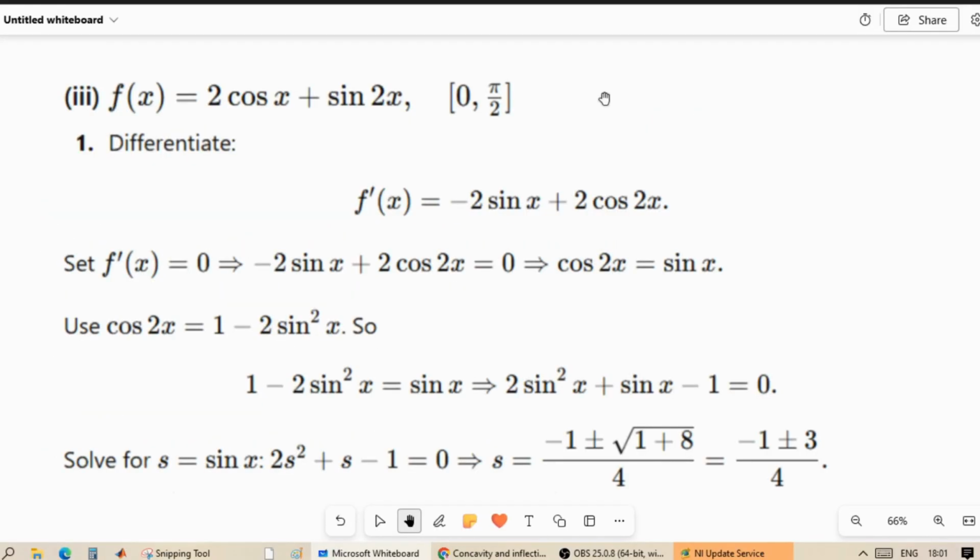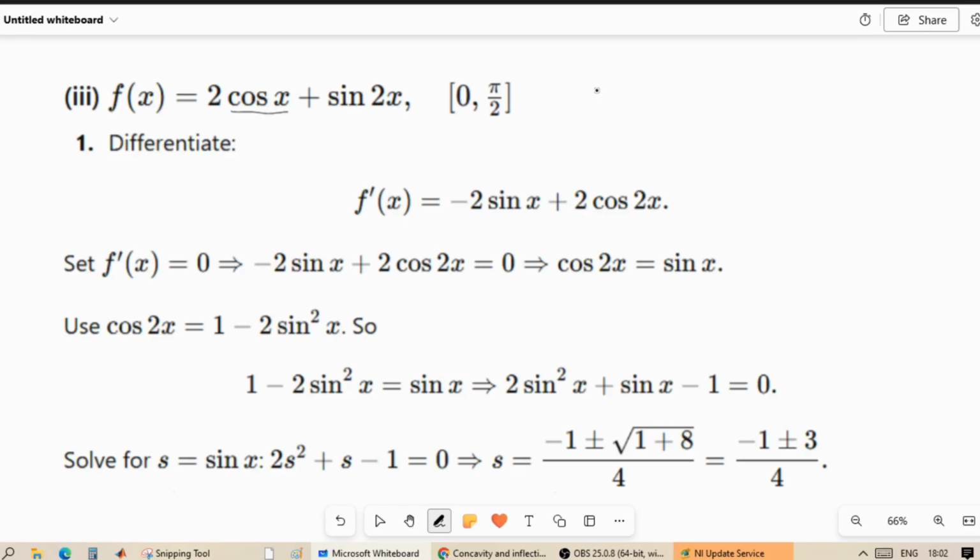Now let us find the absolute maximum and absolute minimum for another function, f of x equal to 2 cos x plus sin 2x on the interval 0 to pi by 2. First you have to find the differentiation. The differentiation of 2 cos x plus sin 2x: cos x differentiation is minus sin x, so the differentiation of 2 cos x is minus 2 sin x. Plus sin 2x differentiation is cos 2x, and differentiation of 2x is 2. So the differentiation of 2 cos x plus sin 2x equals minus 2 sin x plus 2 cos 2x.